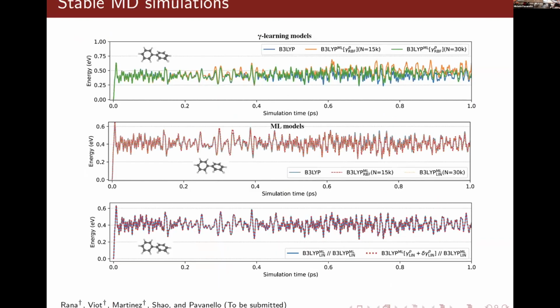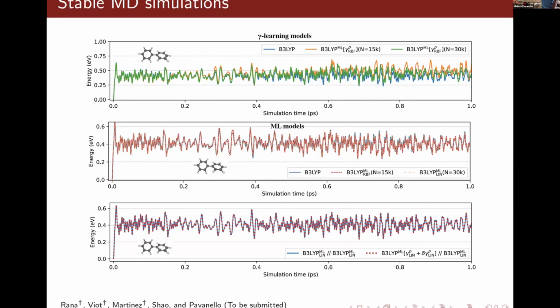So then we looked at the accuracy of the force prediction from our model. And to do that, we ran a bunch of AIMD trajectories using our reference method, which is B3LYP, and AIMD simulations using all the ML models. And for this molecule, we have run it. So on panel A, I am comparing the performance of the gamma learning models with respect to the benchmark. As you can see, the dynamics from both of these models are more or less stable.